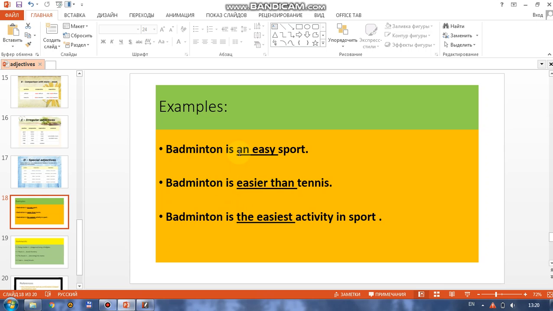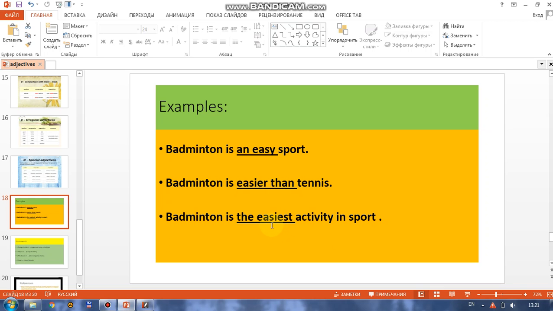In positive degree, we will not compare two things. Badminton is the easiest activity in sport. Here is the easiest. We've got the est suffix, and pay attention to the keyword in sport. We will use in superlative degree keywords such as in sport, among people, or among countries.